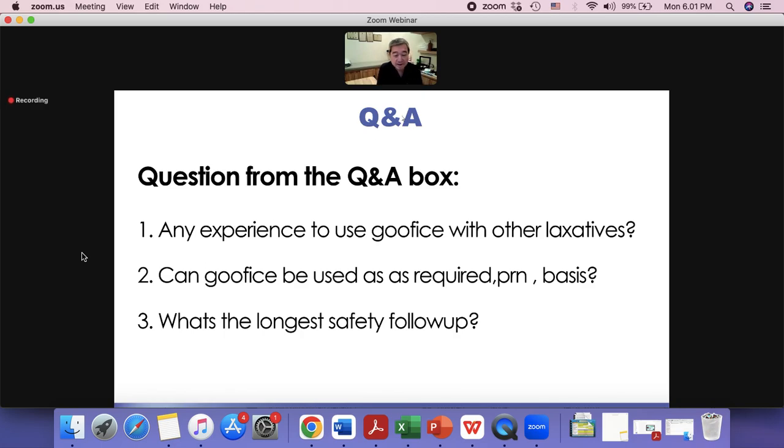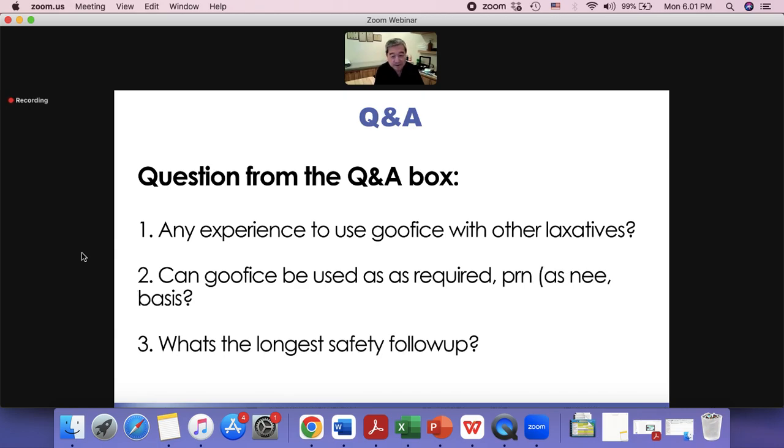So maybe you answer the second question. The number one is already answered. Yes. So the second question: can Gufis be used as required? What do you mean, PRN? It means on an as-needed basis, not on a daily basis, but whenever the patient feels constipated to use it.